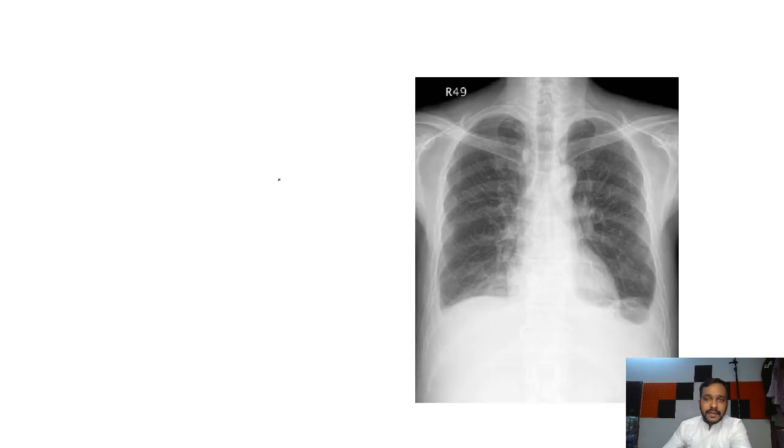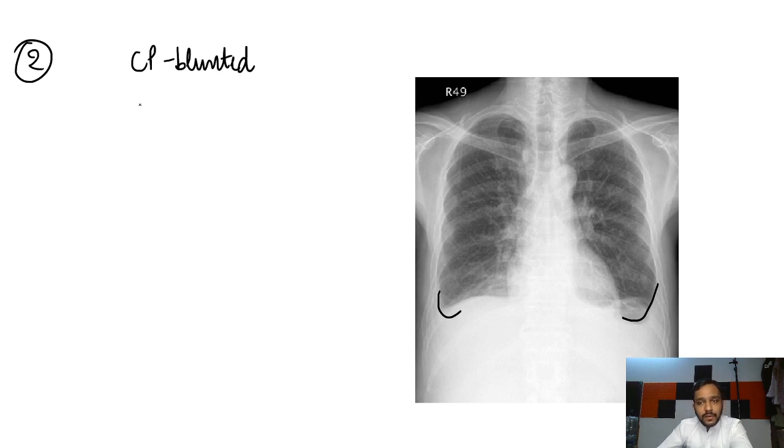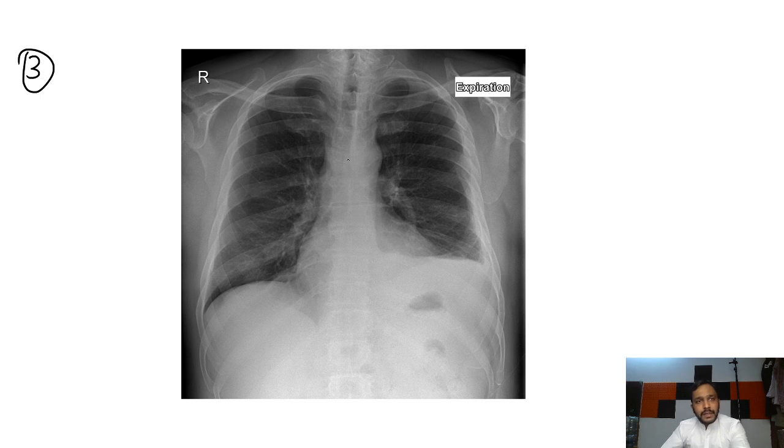So coming to the next case. This was a very simple case. If you look at the CP angles in this case, they are blunted. And this was a case of pleural effusion. Now coming to the third case.